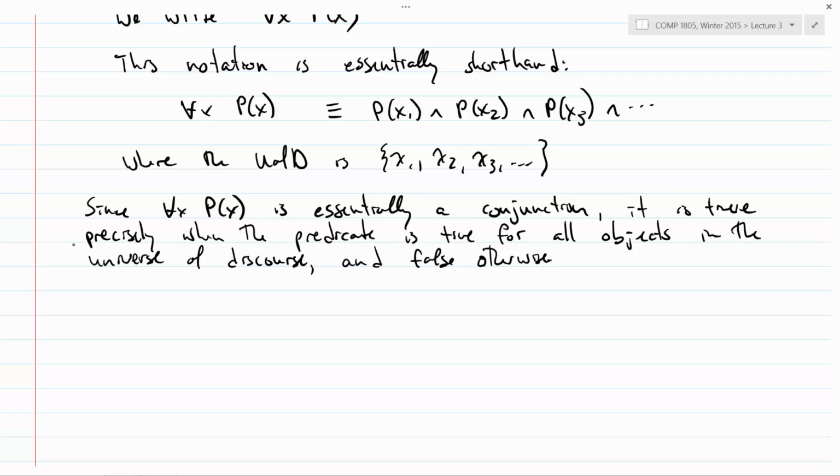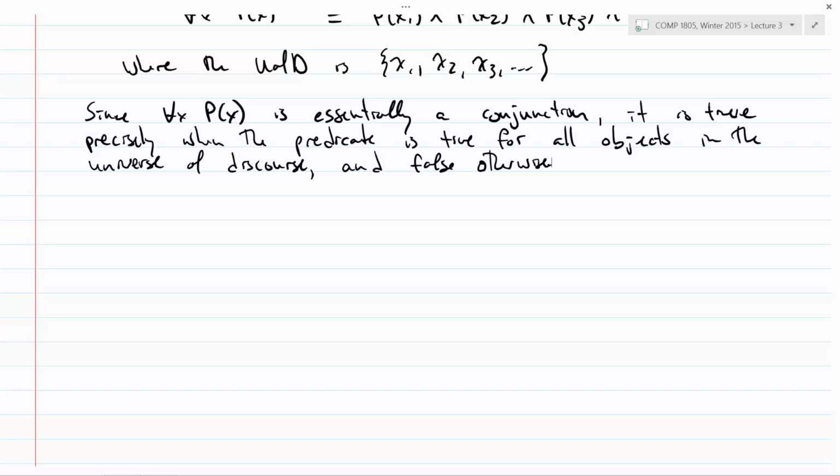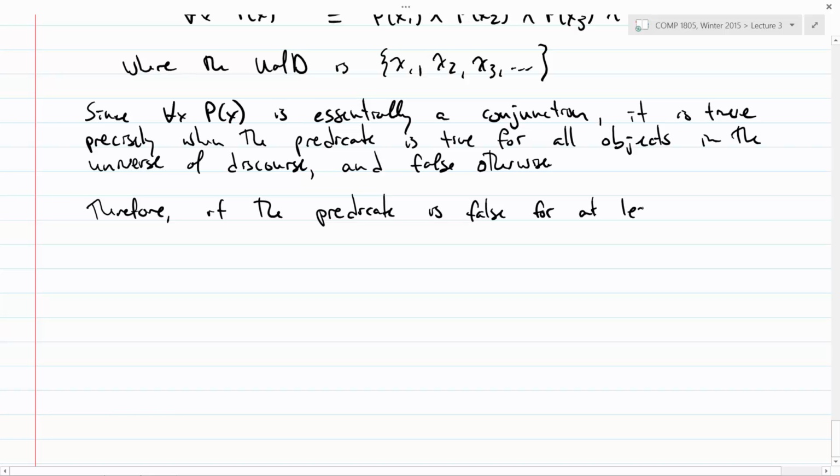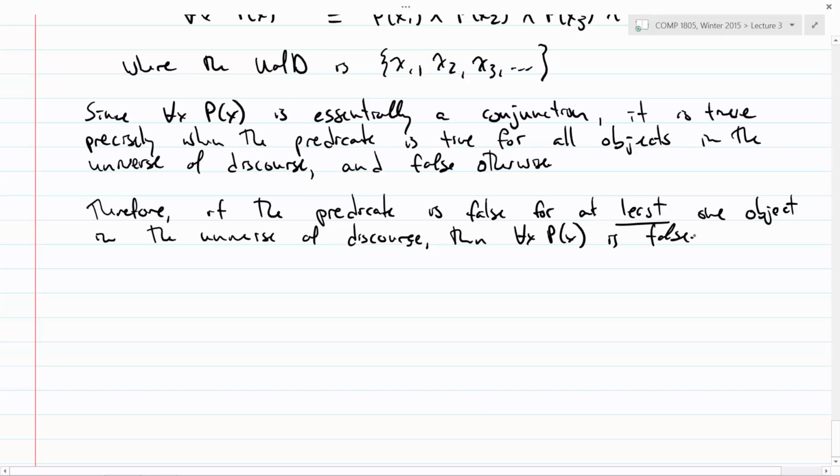All right. So because of this, we also know that the universal quantification will be false if the predicate is false for at least one object in the universe of discourse. So for at least one object in the universe of discourse, then for all x, P(x) is false.